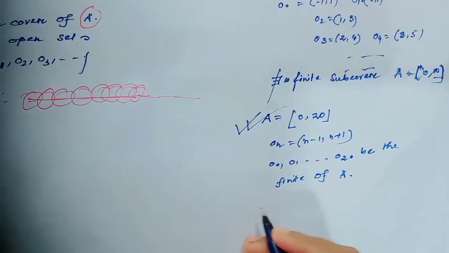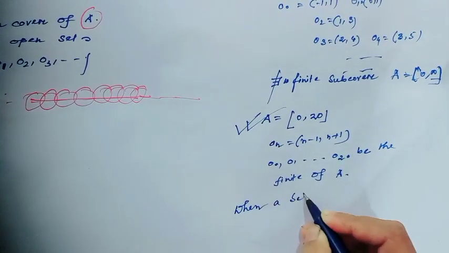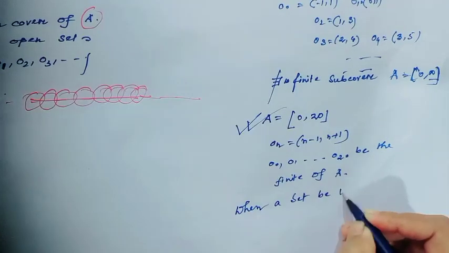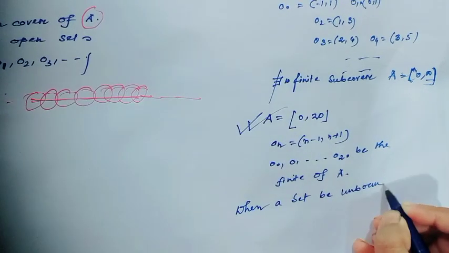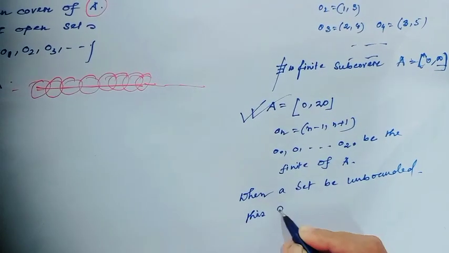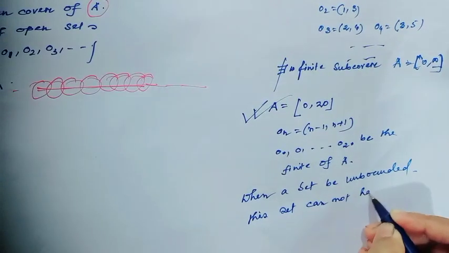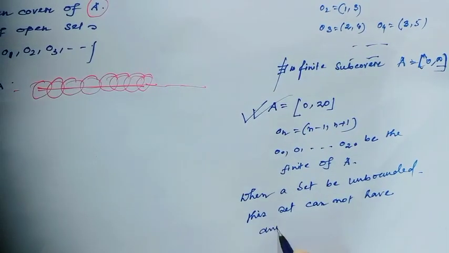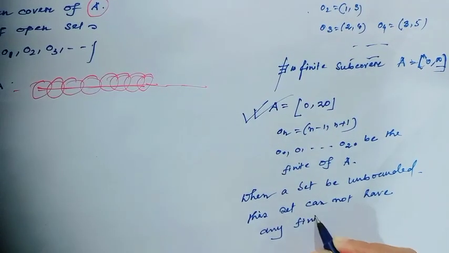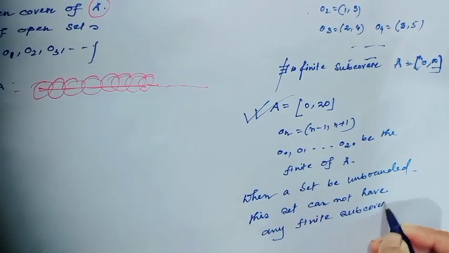That means when a set is unbounded, then this set cannot have any finite subcover. Have you understood this concept?